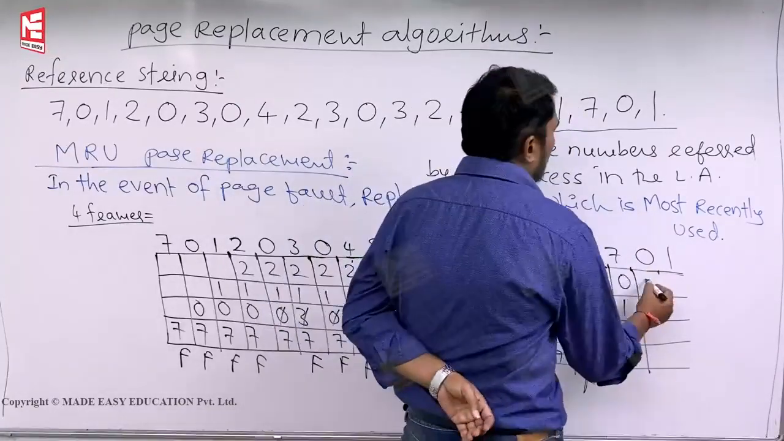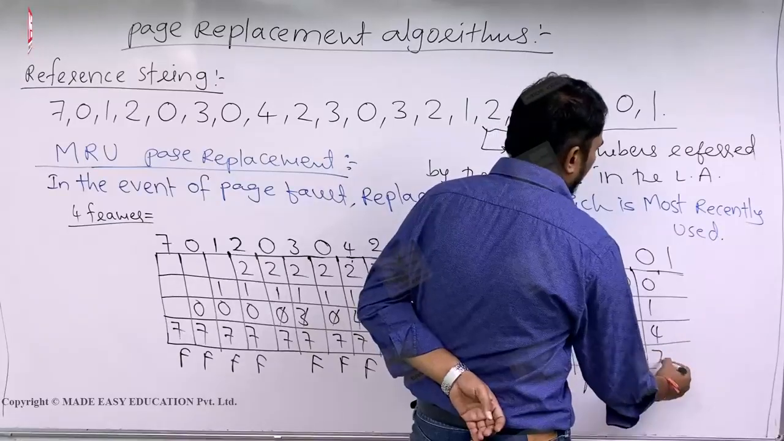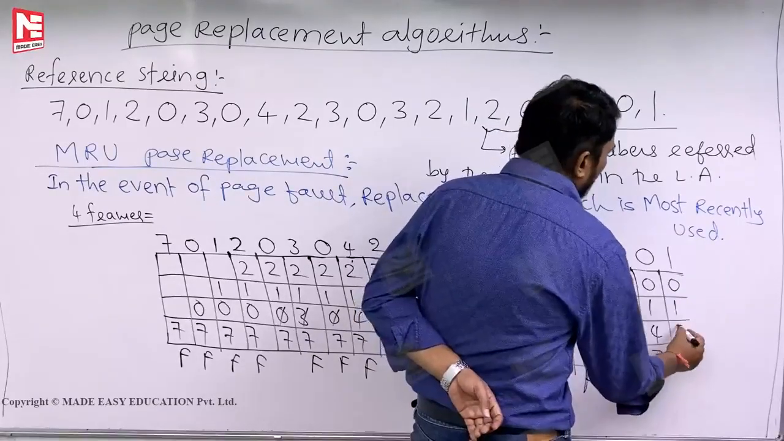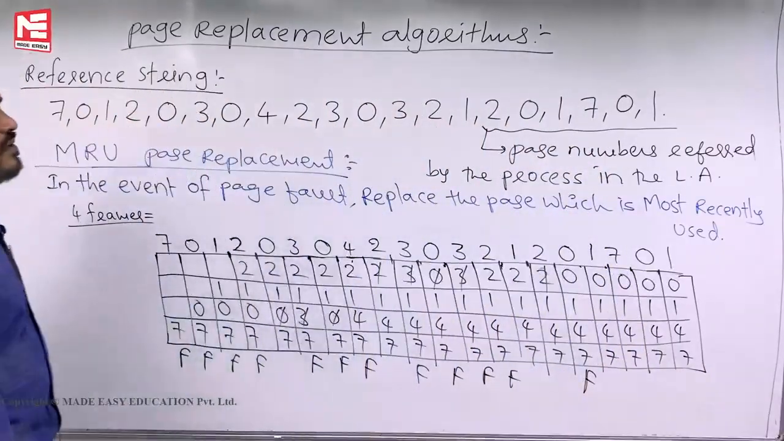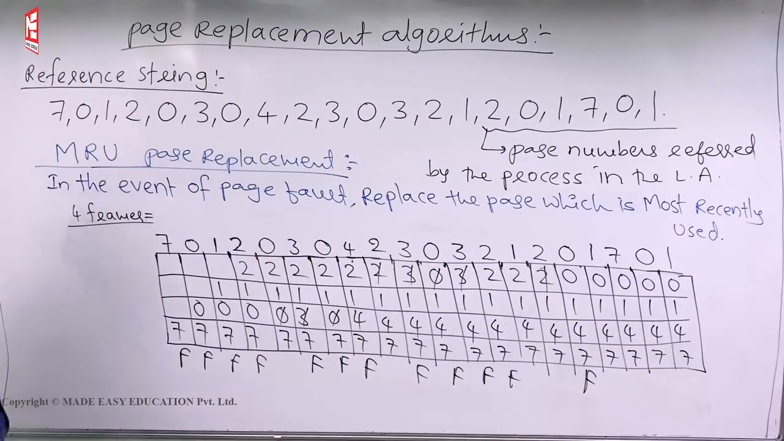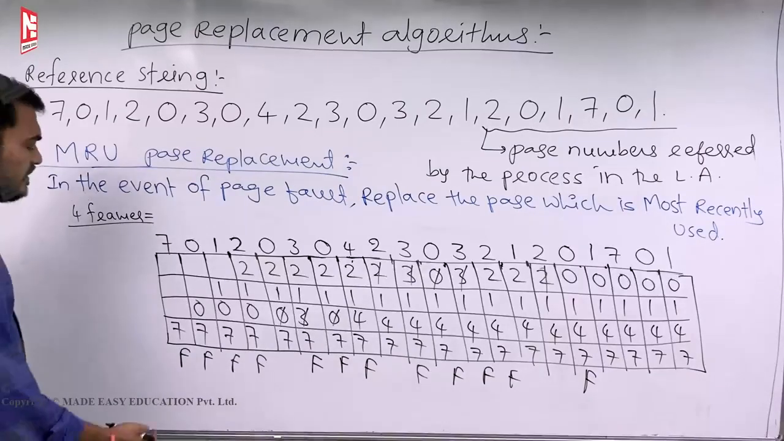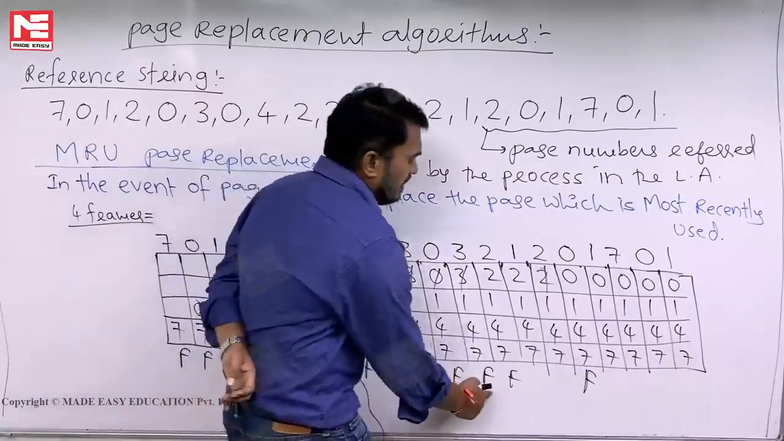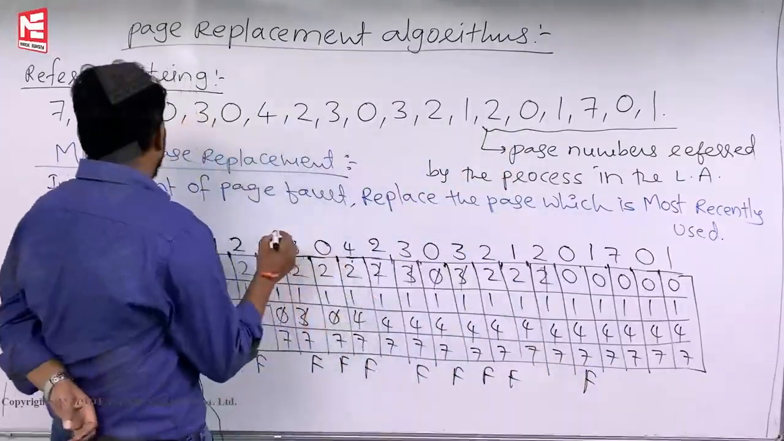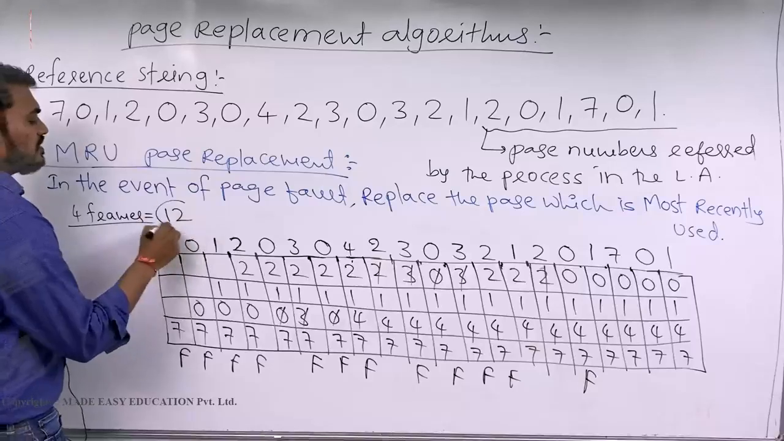And next is what here? 0. 0 is available. Okay. No page fault. And next is a 1. 1 is available. So no page fault. Okay. So this is how you solve the problem, right? So just find out how many page faults are coming here. 1, 2, 3, 4, 5, 6, 7, 8, 9, 10, 11, 12. So total page faults coming with the 4 frames is 12.